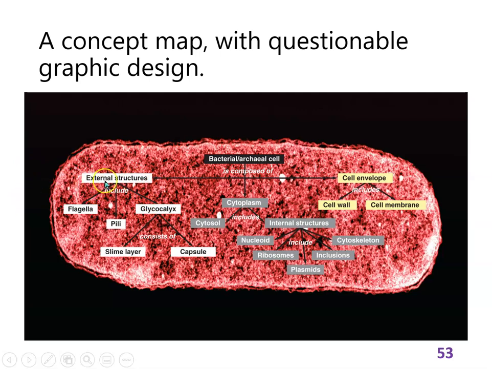Like, external structures include flagella, they include pili, they include a glycocalyx. The glycocalyx consists of a slime layer, or it could consist of a capsule. And you could have another thing like slime layer is, and this would be loosely attached. Capsule is covalently attached. This is kind of simple because you can use words like consists of, includes, is.